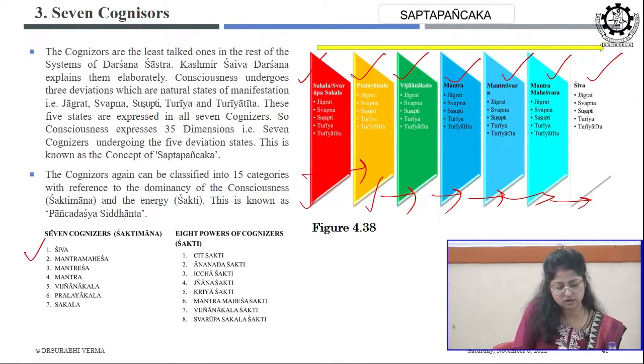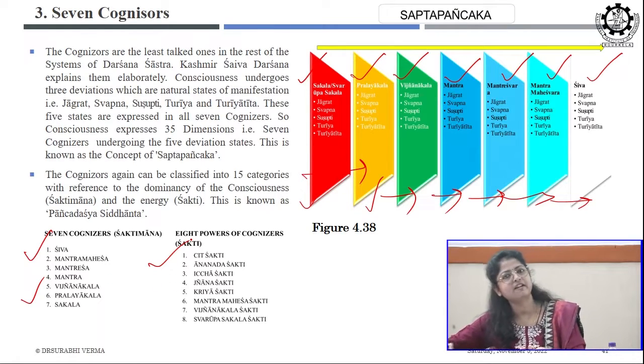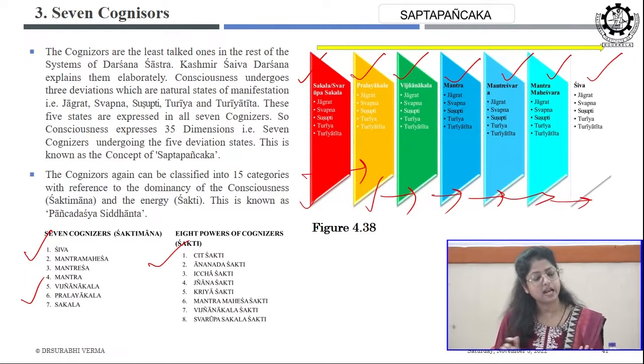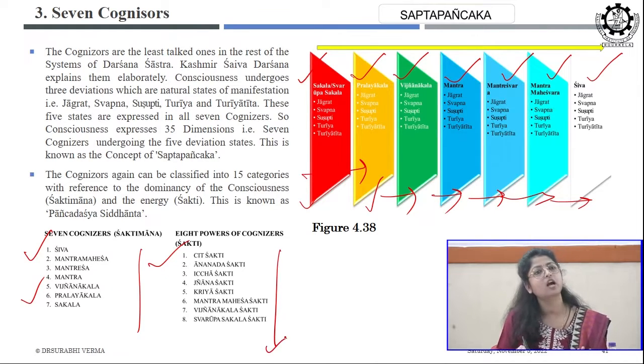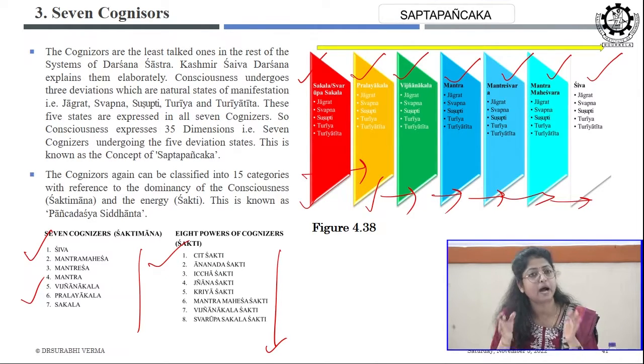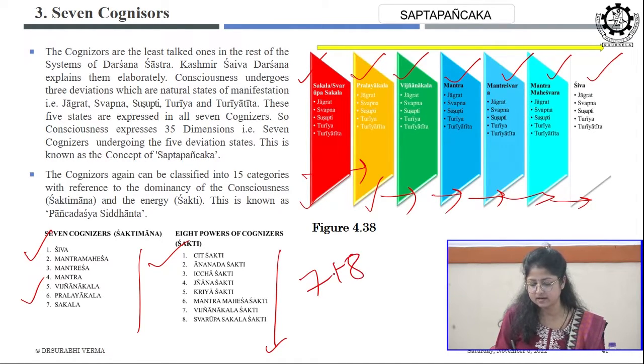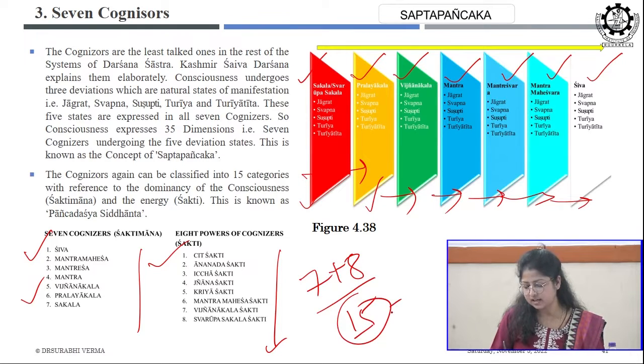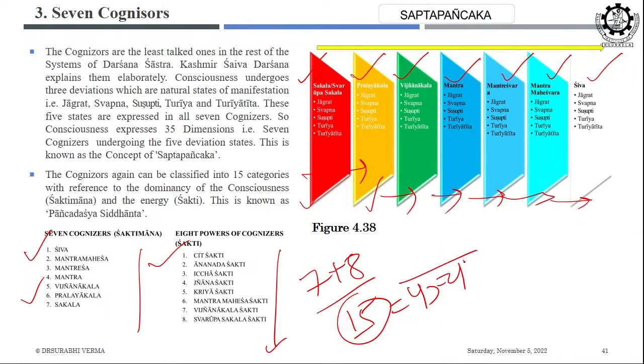So the second, in this diagram you can see that there are 7 pramatas, 7 cognizers, and each pramata possesses his or her own power that is named separately. So in turn, if you join them, 7 plus 8, it will be 15. So this is understood as Panchadasha, 15. So you can see that in total these 7 pramatas can be split in understanding up to 15 in number, as per their functionality.